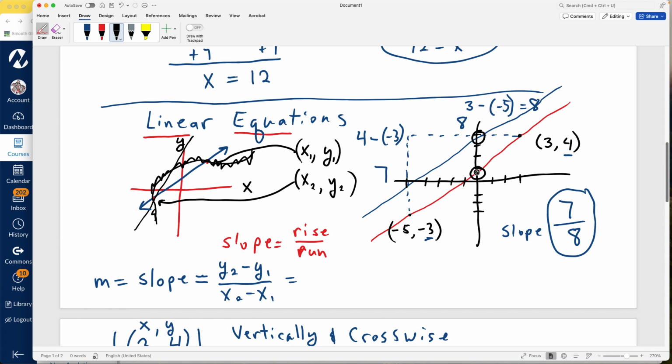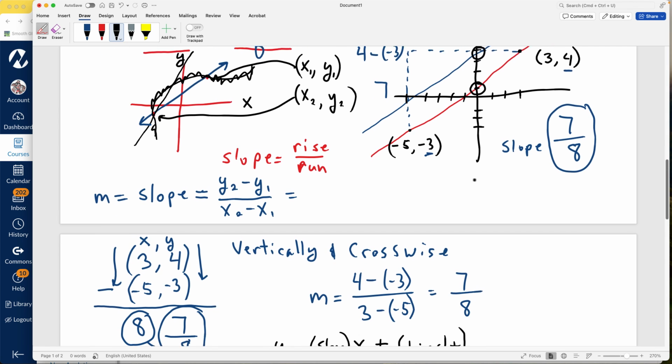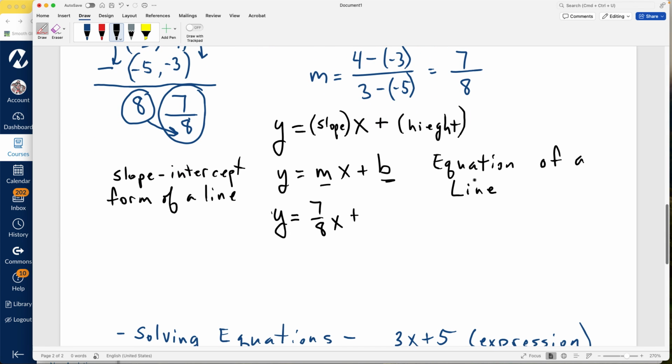So what is this number here? Looking at it, we might be able to say it. I think what I've got is 4. It might be 1. I'm not quite sure, but there's a way we can find out, and that's going to involve solving equations. Okay, so I found my slope.